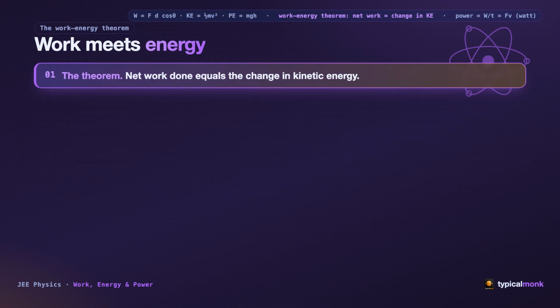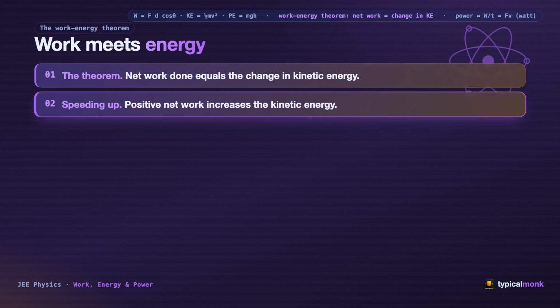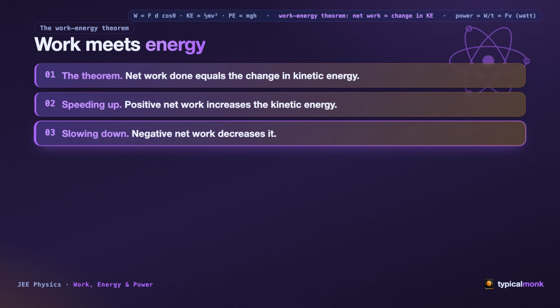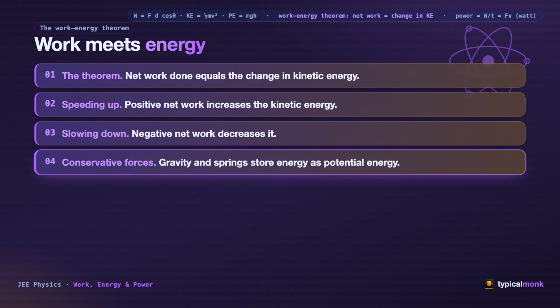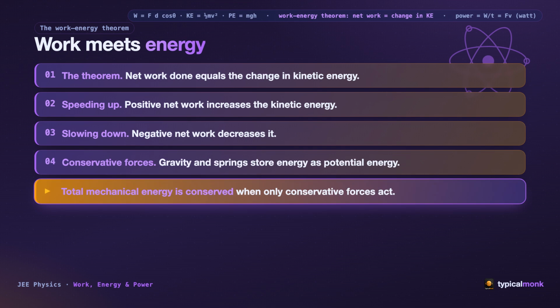Now the work energy theorem. The theorem, the net work done equals the change in kinetic energy. Speeding up, positive net work increases the kinetic energy. Slowing down, negative net work decreases it. Conservative forces, gravity and springs, store energy as potential energy.